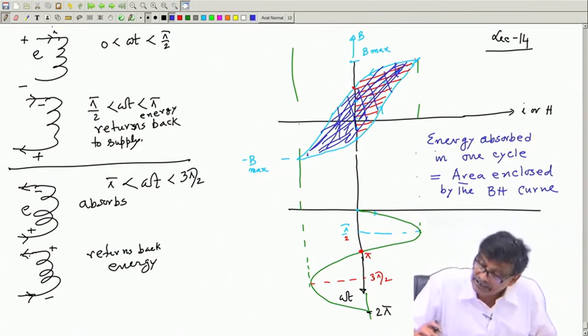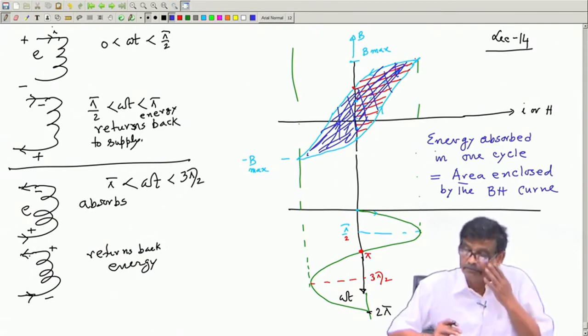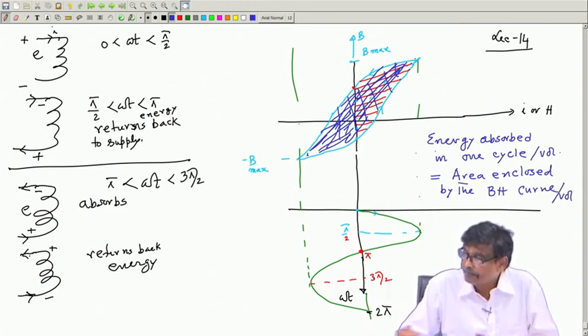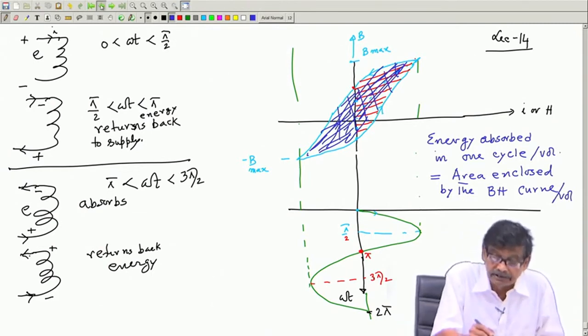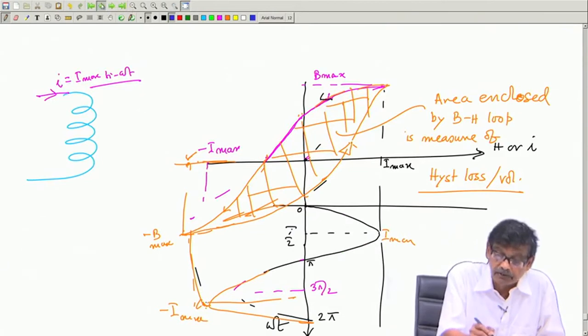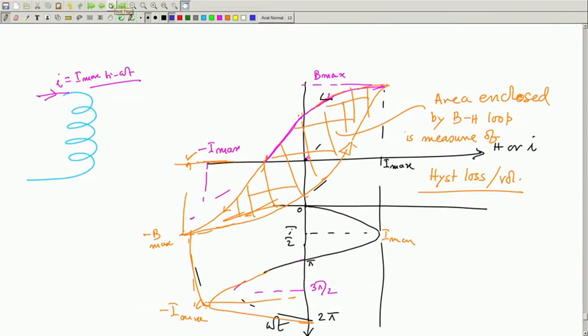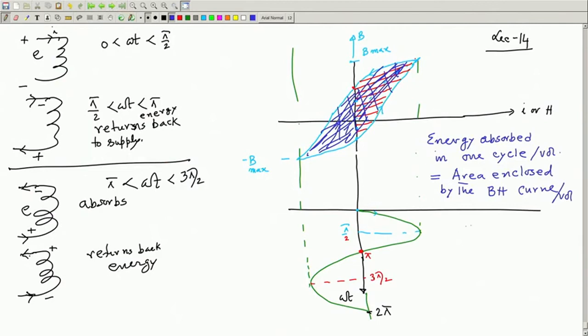Of course, the thinner this area, the energy absorbed per cycle will also be small, because the area is the crucial term enclosed by the BH curve. Mind you, this is per unit volume. Energy absorbed in one cycle per unit volume of the magnetic material is the area enclosed by the BH curve. This we have established earlier. It is per unit volume, one should not forget that. So, per unit volume the energy absorbed will be this one.